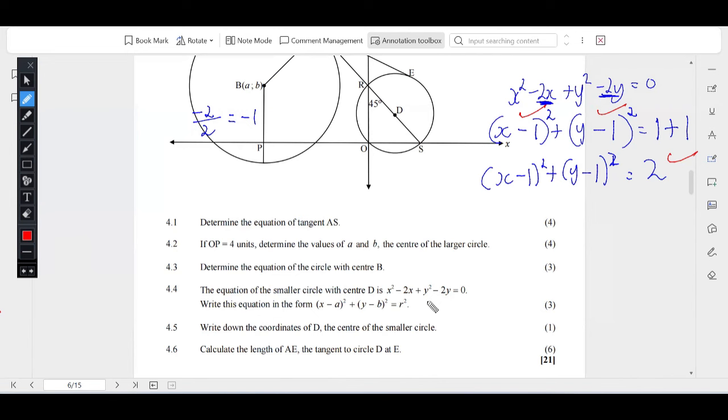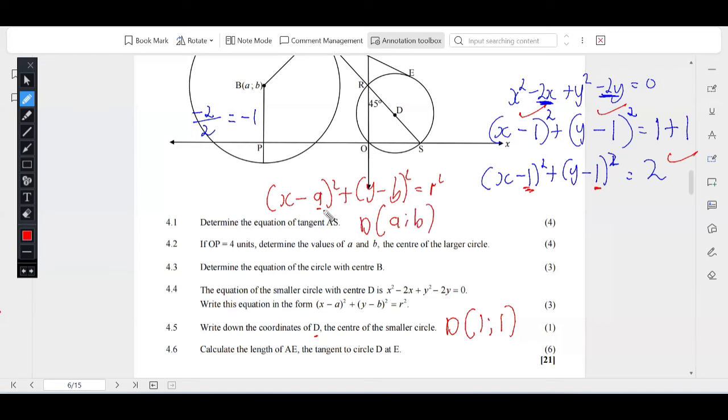Now we do understand that D there is the center, but what do we get from this? If they say D is the center of the smaller circle, we know that these coordinates here are actually representing the coordinates of the center. So we want to say our D is positive 1, 1. Remember, we don't take the sign here, because the formula is (x minus a) squared plus (y minus b) squared equals r squared. The coordinates of the center D are actually a, b. So if we have minus 1 here, we know that a is positive 1. And if we have minus 1 here, we know that b is positive 1. So it's only one mark. Then D is (1, 1).